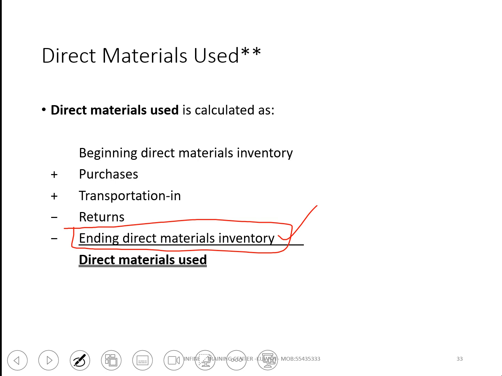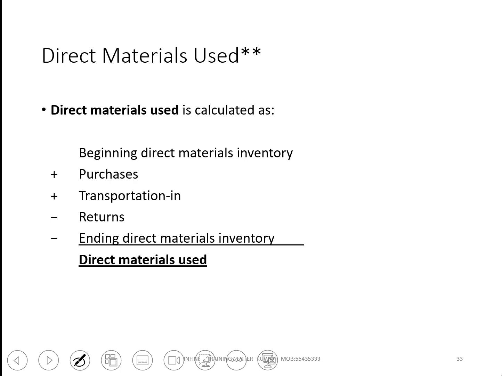So what I will do, I will take the total purchases. We will check first how much I purchased, then I will check how much I don't use, or is still there without using it. So we will minus that. That's what ending material we will reduce from the purchases.